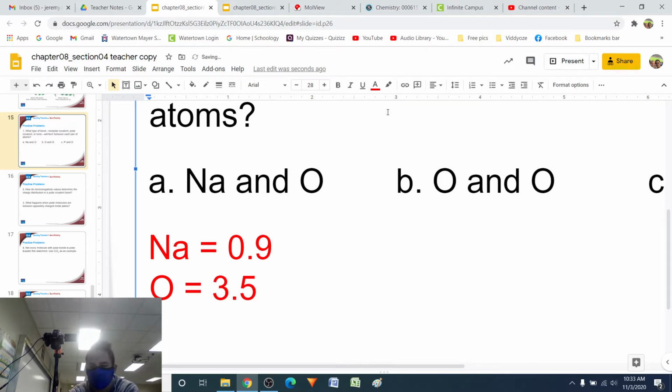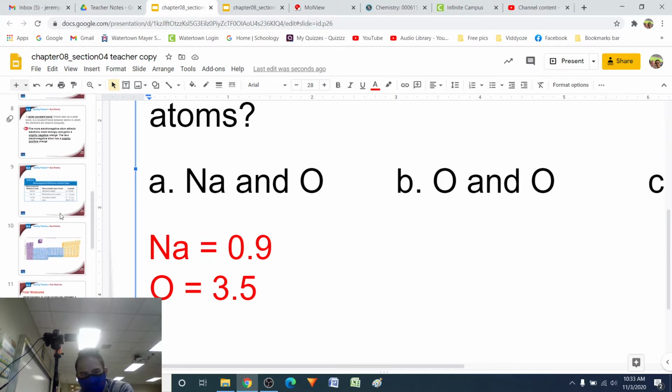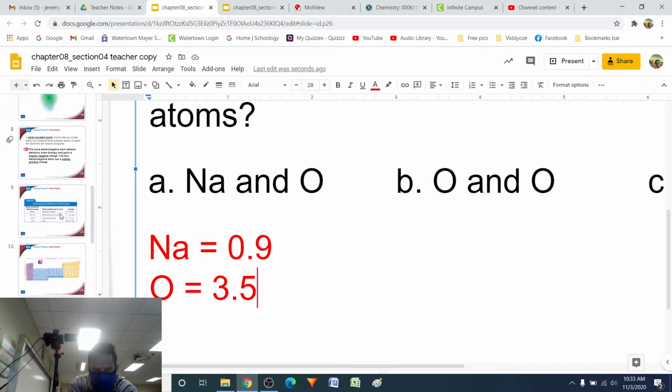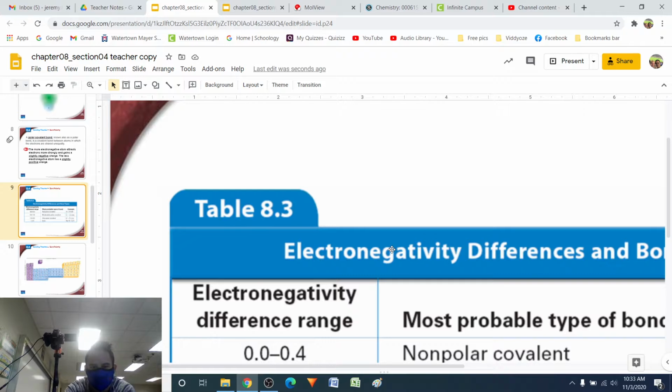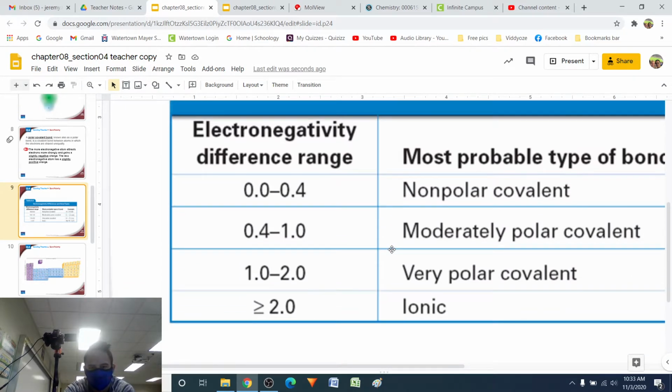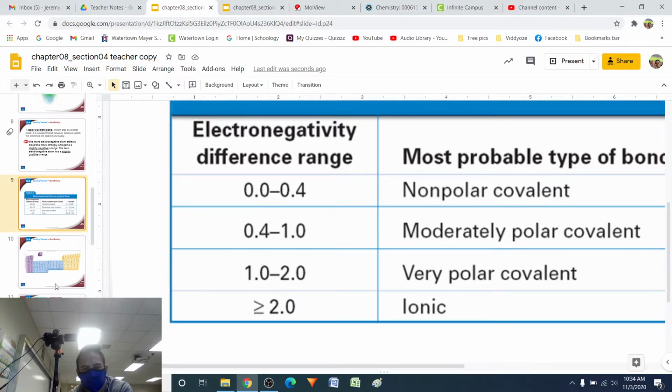All right. So first thing is find those values. Second, we need to know the difference between those values. So if we subtract these two, we're going to get a difference, and we have another chart here that we can use that will tell us if that difference falls within a certain range, that's what type of bond it will make. So I'm just going to use my cell phone as a calculator. You take 3.5 minus 0.9, we get a difference of 2.6, and that is greater than 2, therefore it will fall in the ionic range.